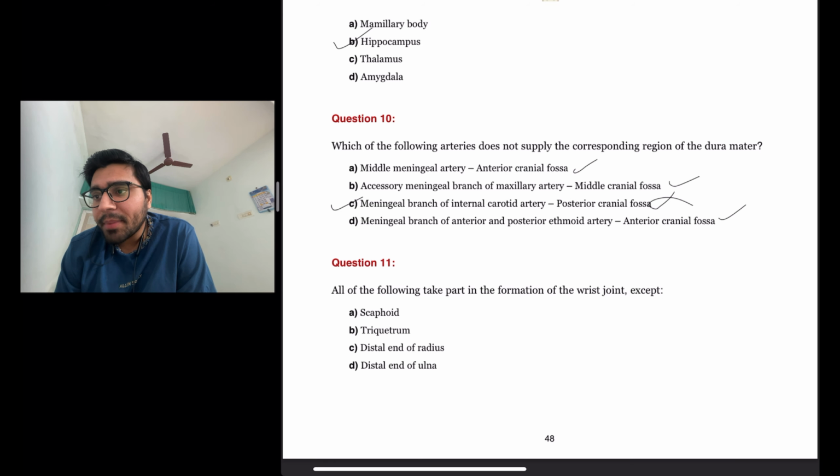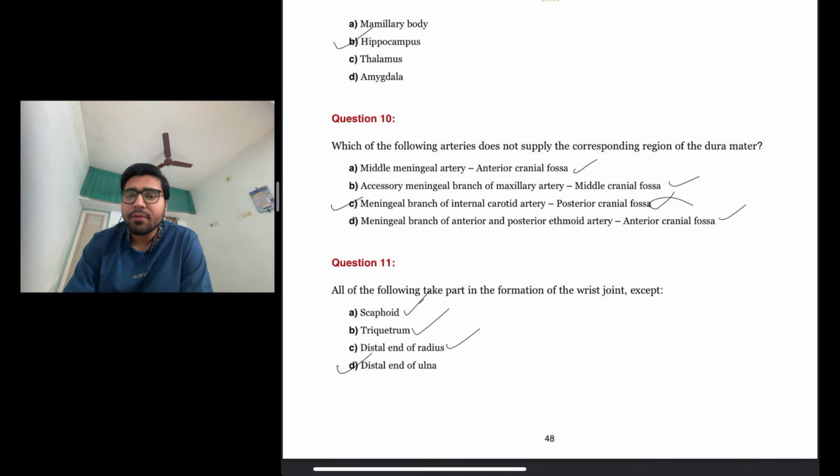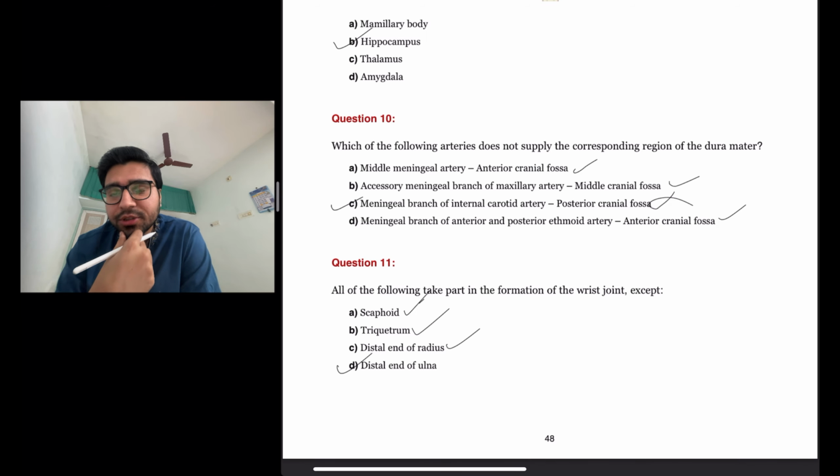All of the following take part in the formation of the wrist joint except: scaphoid, yes. Triquetrum, yes. Distal end of radius, yes. Distal end of ulna does not take part in the formation of the wrist joint. So the answer is D.